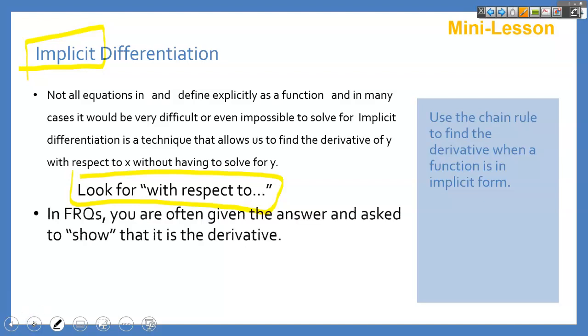In an FRQ, you are often given the answer and asked to show that derivative. That was one of our points from earlier today, right? That very first FRQ question was, you were given the derivative, you had to show it. Oftentimes we will see those with differential equations and slope fields. So that's a differential equation slope field style question.